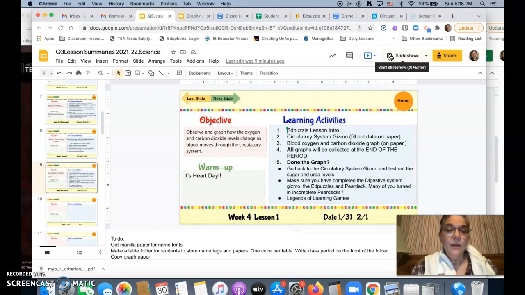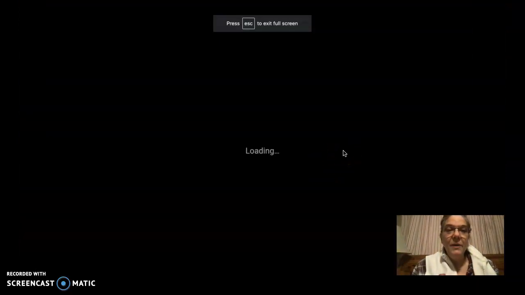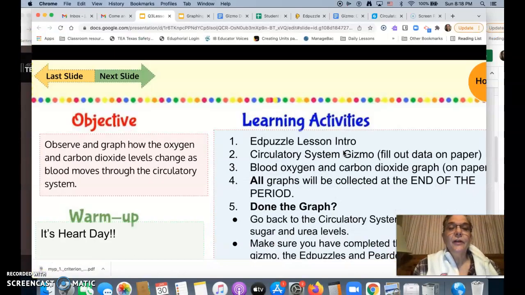But today, I want everybody working on the circulatory system. You're going to be working on a circulatory system Gizmo, and it's really short. It's not a big long report like you did with the digestive system. Basically, you're going to be getting some data and then making a graph. I'm going to show you how to do this.